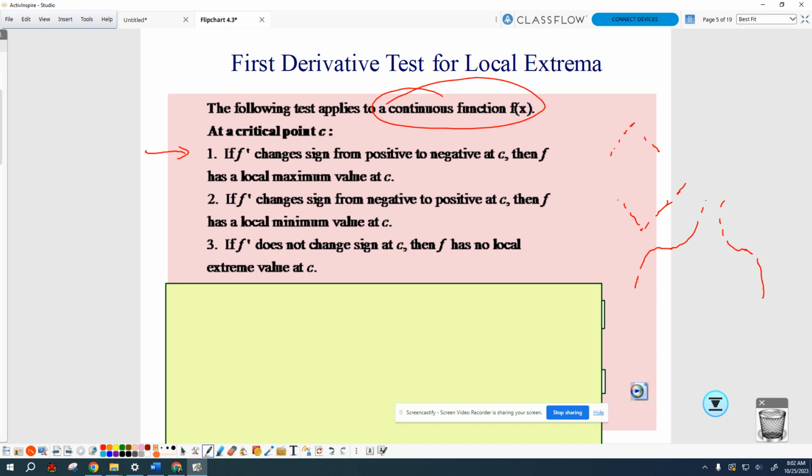Trying to think of situations where it's not, yeah. If it changes sign from negative to positive, will there always be a min? Like if it goes down and the first derivative is 0? Yeah. Okay, all right, interesting question.